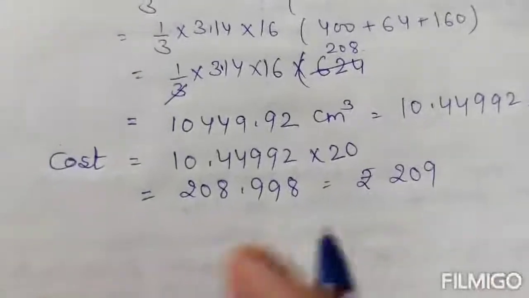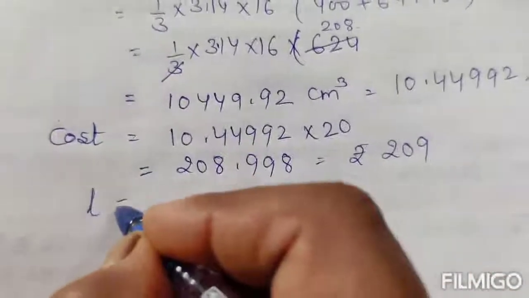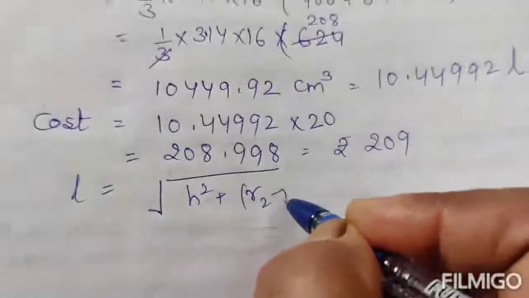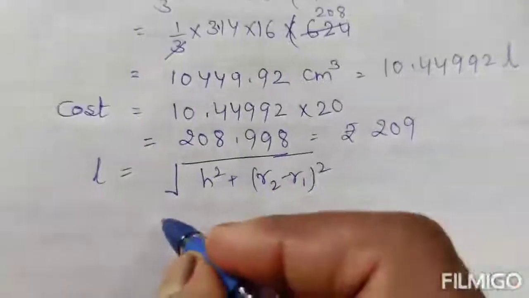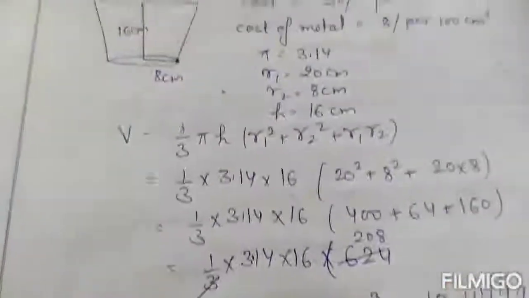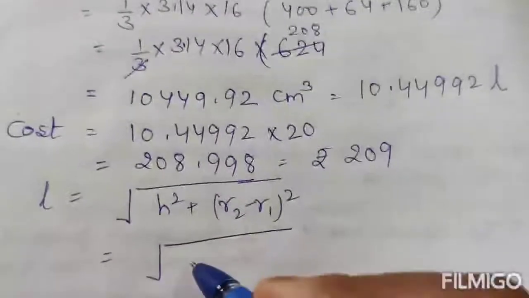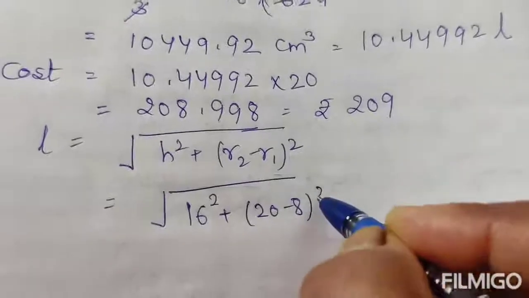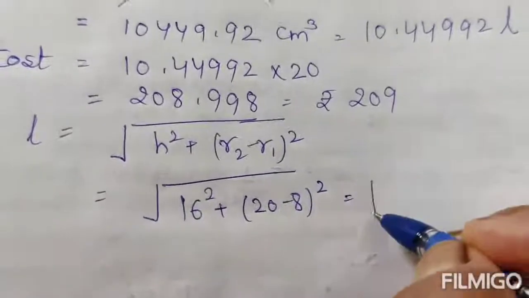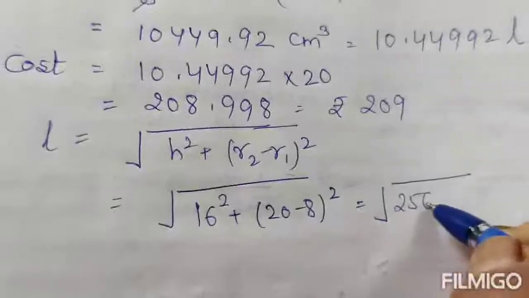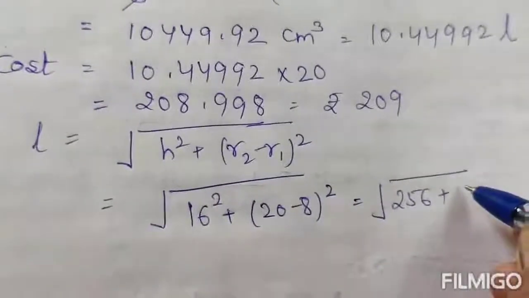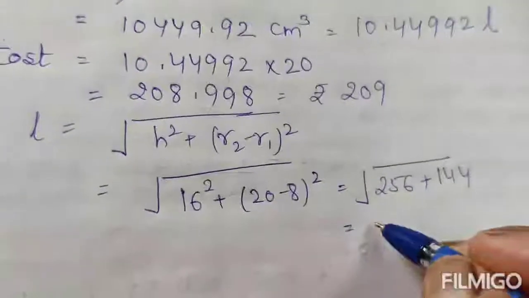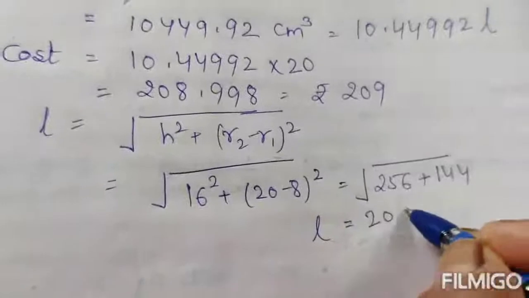Now we have to find the area of the sheet. First we find the slant height, L = √(h² + (R2 − R1)²). H is the height of this frustum, 16, so 16² + (20 − 8)². It means 16² is 256, 20 minus 8 is 12, 12 squared is 144. This is 400. Now the answer is L equal to 20 centimeter.